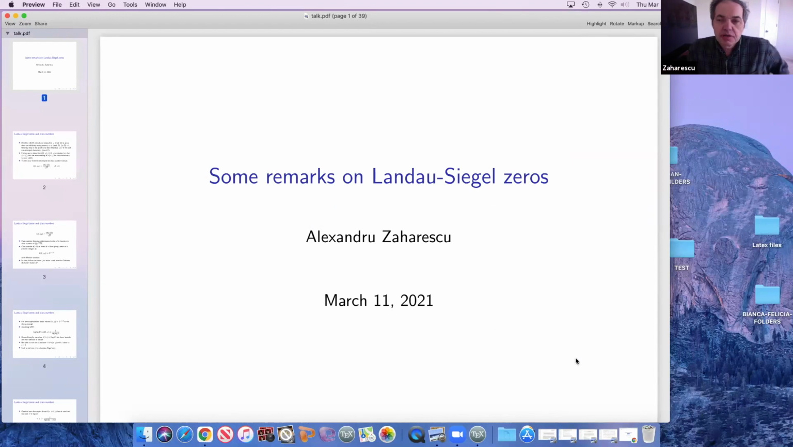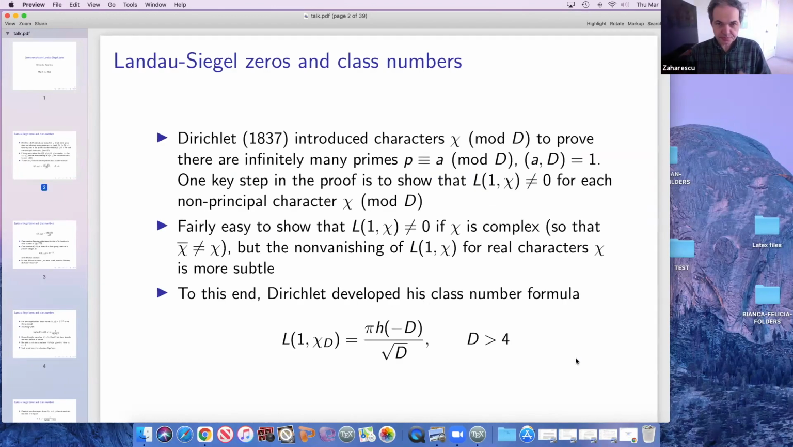Some remarks on Landau-Siegel zeros, and let me start with the connection with class numbers. Dirichlet, first of all, introduced his Dirichlet characters in 1837. And he proved that there are infinitely many primes in any given arithmetic progression of this form: p is congruent to a mod d, with a and d relatively prime.